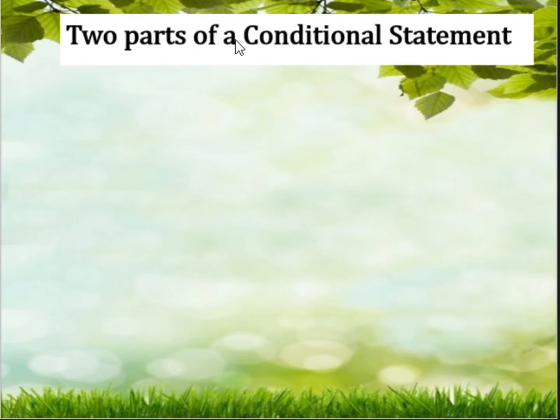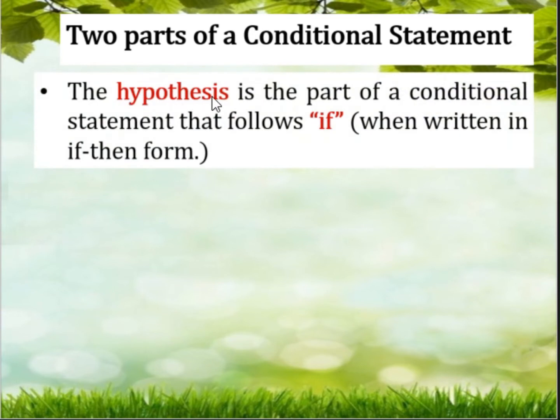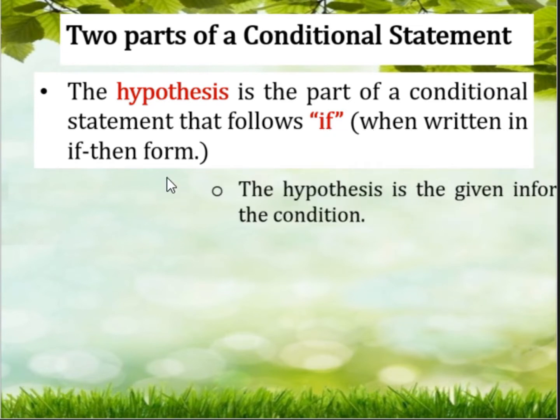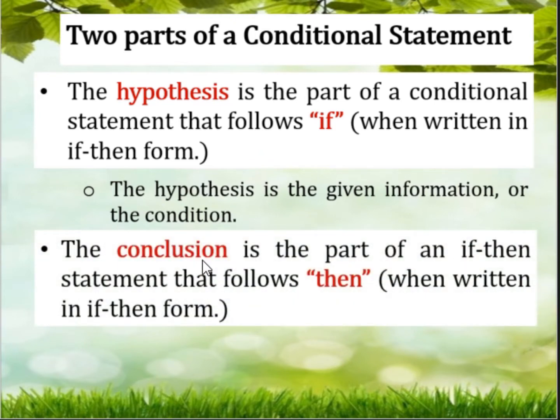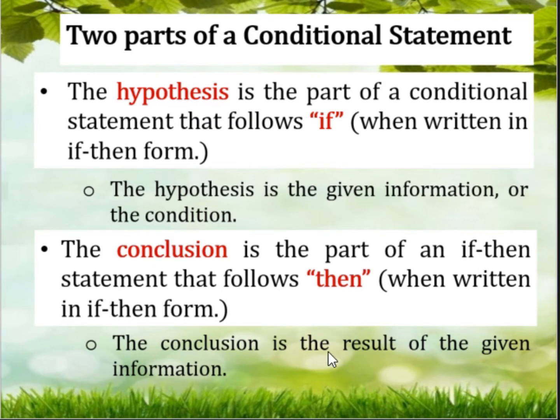We have two parts of a conditional statement. The first one is what we call the hypothesis. It is the part of a conditional statement that follows the word if, when it is written in the if-then form. The hypothesis is the given information or the condition, while the second one is the conclusion. It is the part of an if-then statement that follows the word then, when written in the if-then form. The conclusion is the result of the given information.